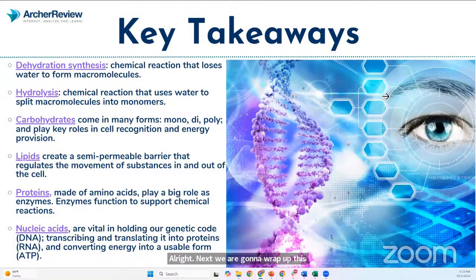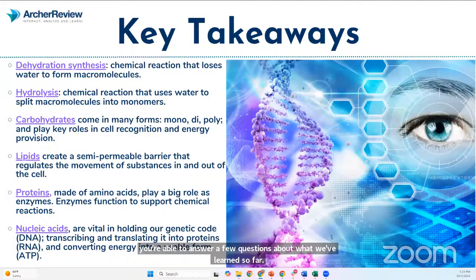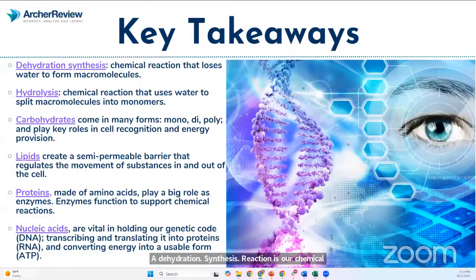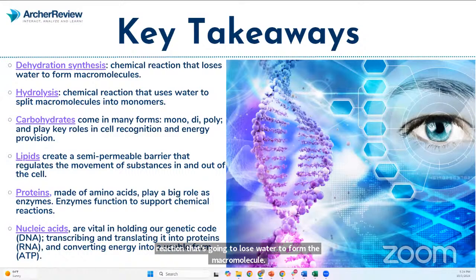All right, next we are going to wrap up this section with some key takeaways, and then we'll check in and see if you're able to answer a few questions about what we've learned so far. So some key takeaways. A dehydration synthesis reaction is our chemical reaction that's going to lose water to form the macromolecule. Hydrolysis, on the other hand, is the exact opposite. It is going to use water to split the macromolecule into its individual monomers.